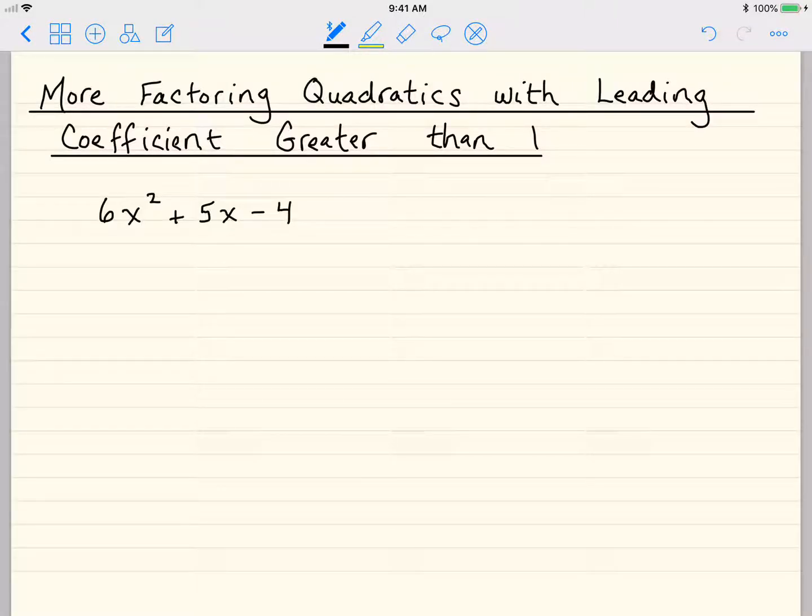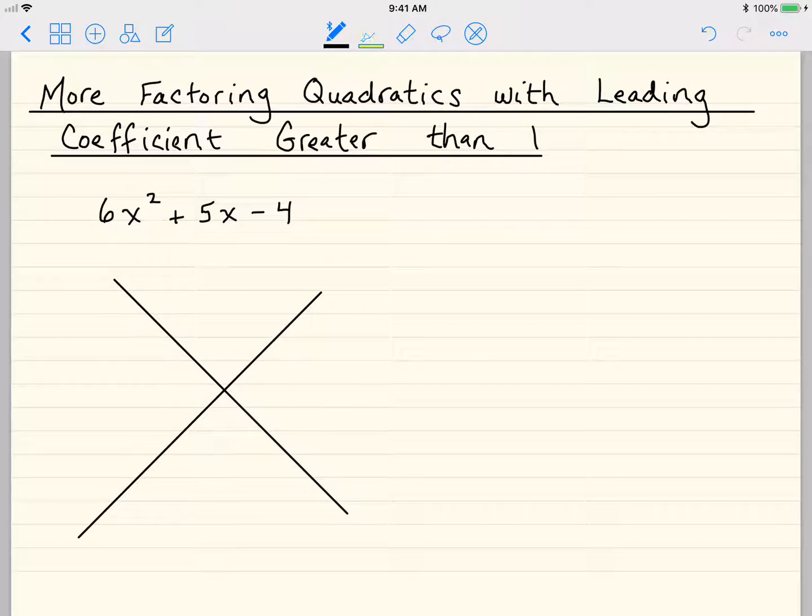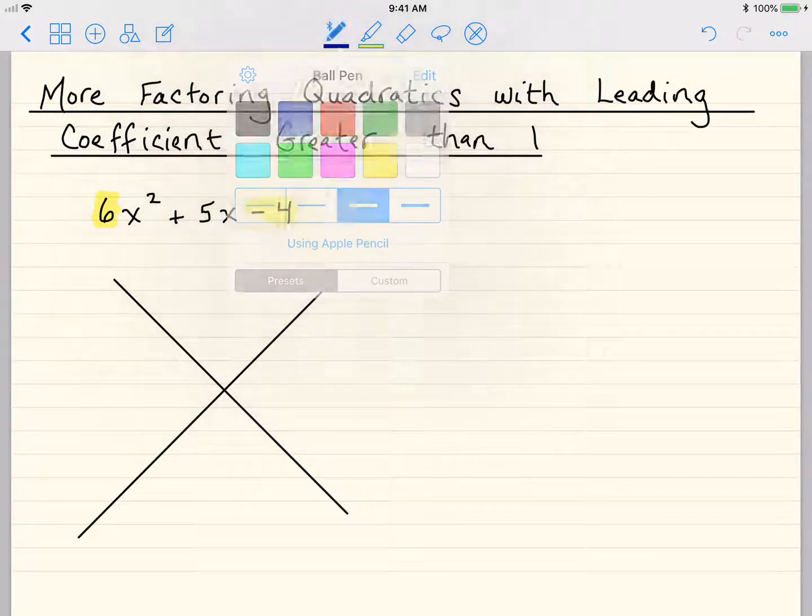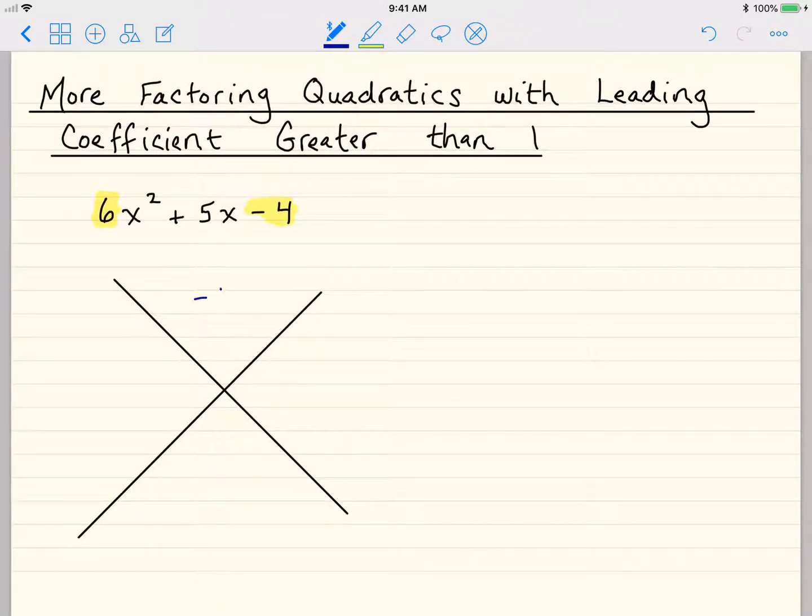I wanted to do a few more examples of factoring quadratics with leading coefficients that are greater than 1, just so that we can get a hang of the X box method. So I'm going to start by creating a big X, and then remember what goes in the top of the X is the A value times the C value. So in this case your A value is 6 and your C value is going to be -4. So what's going to go in the top of this X box is -24.